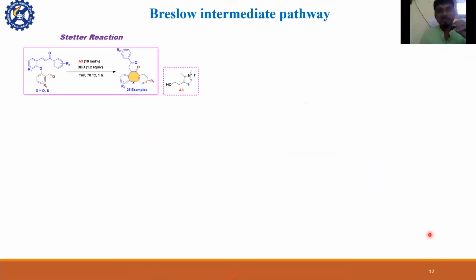So I already discussed some benzoin condensation reactions previously. Now I have discussed some Stetter reactions. Here this is the intramolecular Stetter reaction for the synthesis of dibenzoxepines and thiepines. Here NHC reacts first. You can see the mechanism from here.